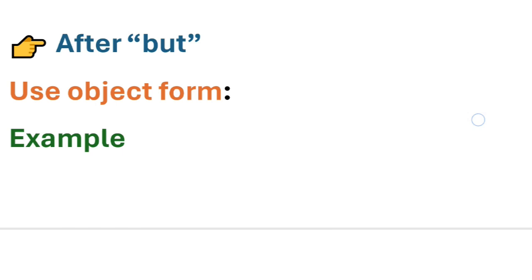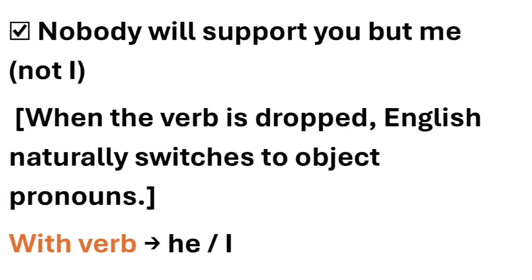Now after but, which one do we use? We have to use objective form. So let's talk about this with examples. Nobody helped me but him. Remember, whenever but comes, right after that the next clause starts, we always have to use the objective case pronouns, which is him. So that's why him has been used over here and not he. Nobody will support you but me. Right after but, we have to use objective pronoun, which is me and not I.